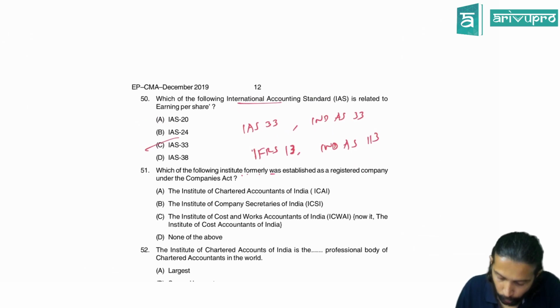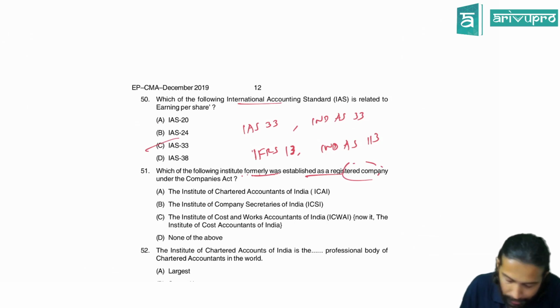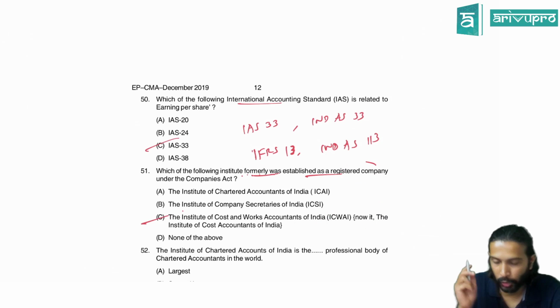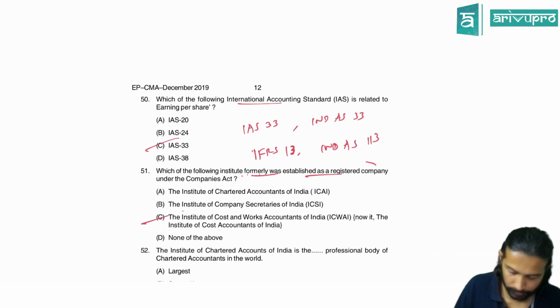Next one, which one of the following institutes was formerly established as a registered company? That is ICWA, guys. It was established as a company before. So you got to remember them, that's all. 51 is C.